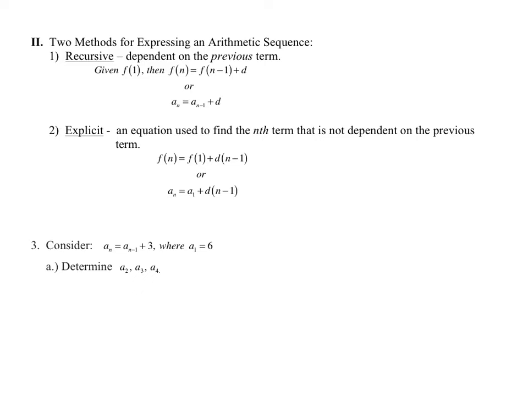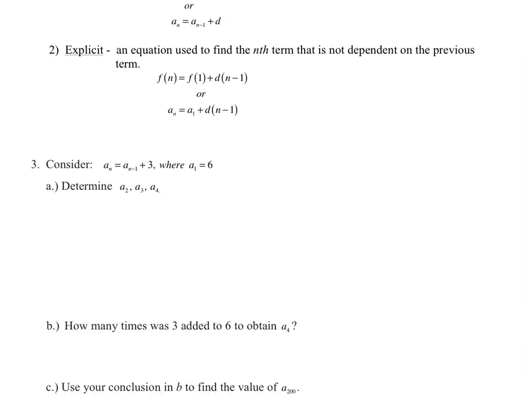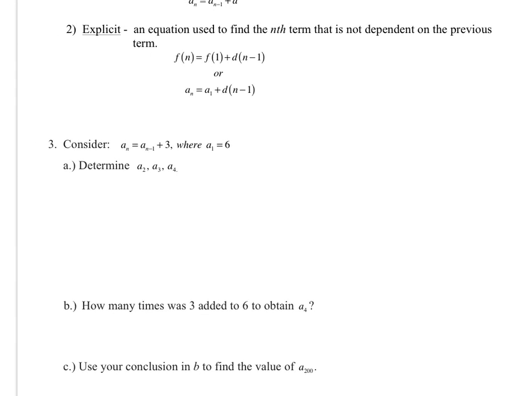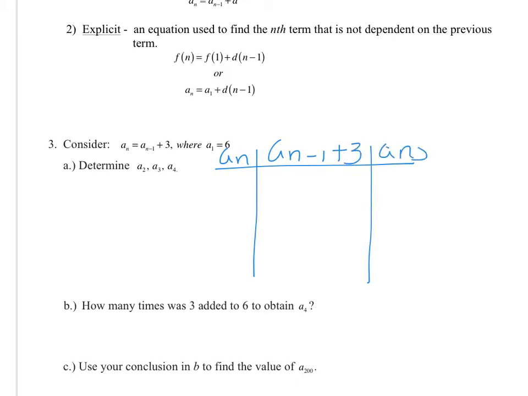All right, let's take a look at question number 3 to see if we can get a good handle on how to do this. Consider a sub n equals a sub n minus 1 plus 3, where a sub 1 is 6. Determine a sub 2, a sub 3, and a sub 4. Okay, we'll draw our chart. So instead of having an n, now we have a sub n. And then we have a sub n minus 1 plus 3. And here's my answer. It's actually arithmetic because it looks like we're going up by 3, or we're adding 3.